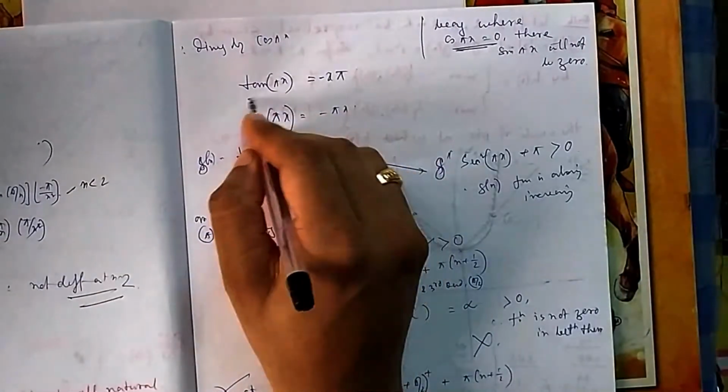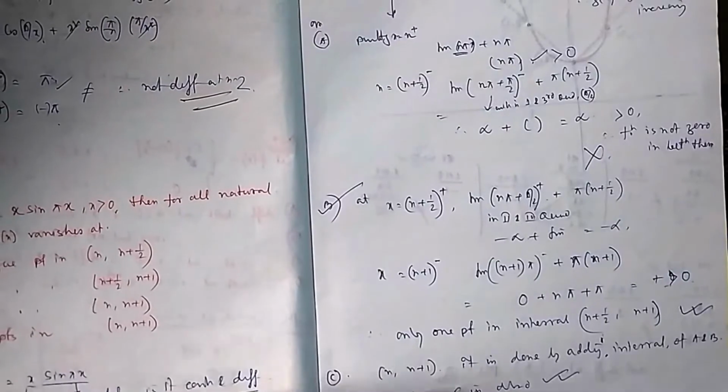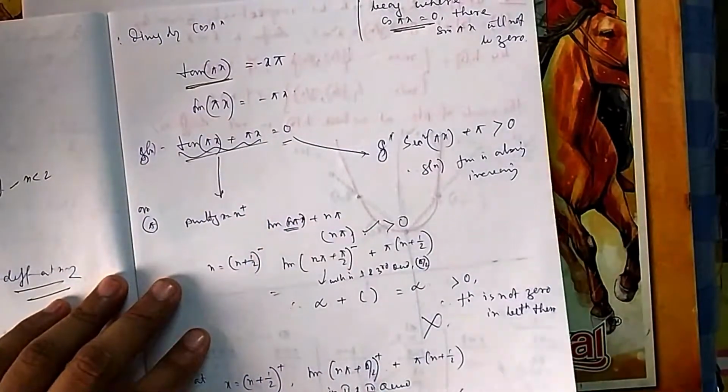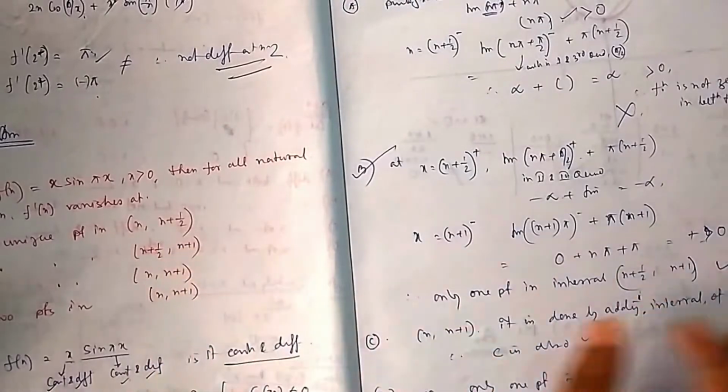So if you divide, this one will be sin πx and this will be minus πx. So if you do this, you will get this one. This is equal to 0. So now you have to check when this is equal to 0, at how many points this is equal to 0.